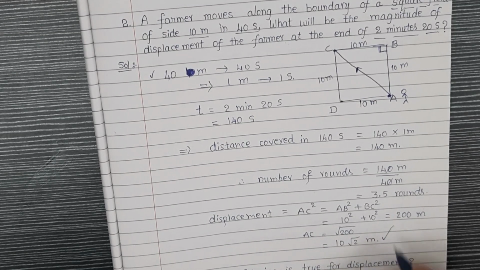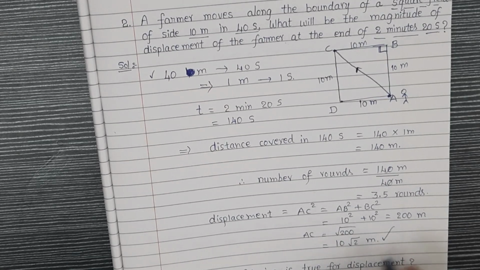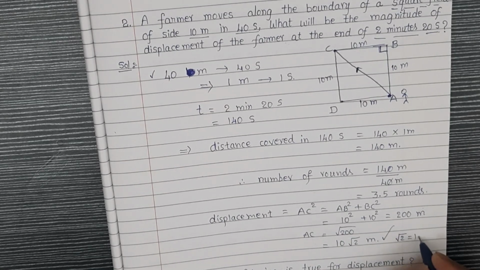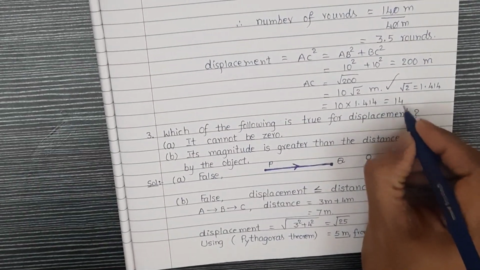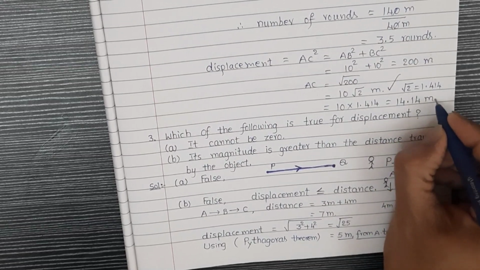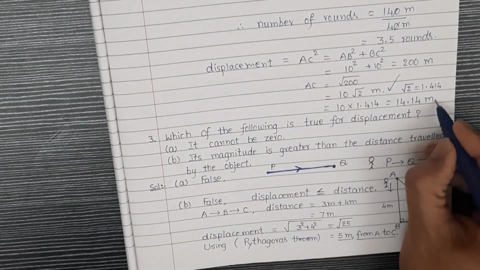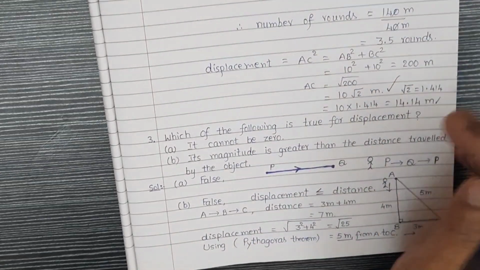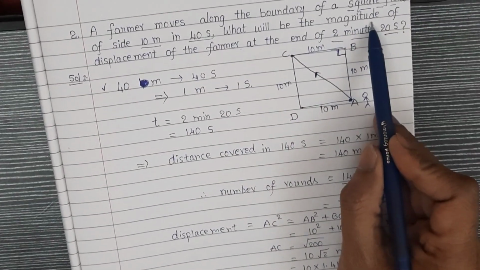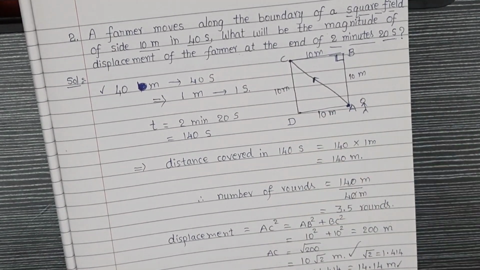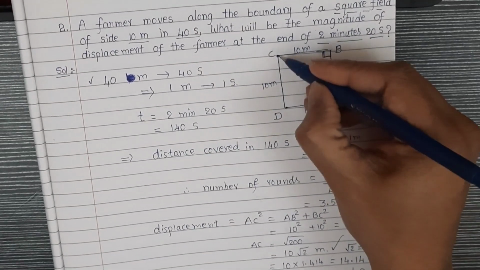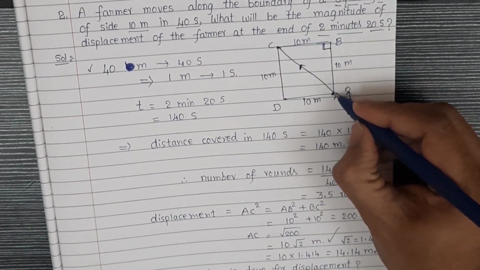So you can say the answer as 10 root 2 meter, or as we are aware of the root 2 value, 1.414, you can also take 10 into 1.414, that would give us 14.14 meter. This is how we solve this entire problem. In the question they asked only about the magnitude of the displacement. They didn't ask about direction. In case they ask about the direction, you can say 14.14 meter from A to C, because C is the final point and A is the initial point.